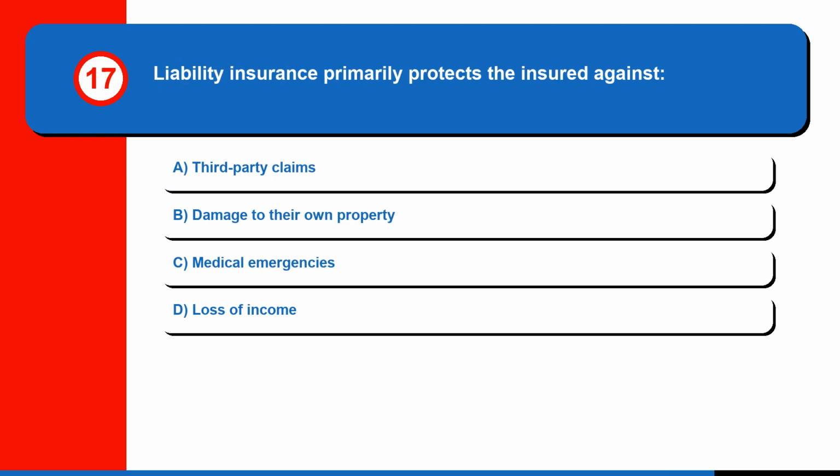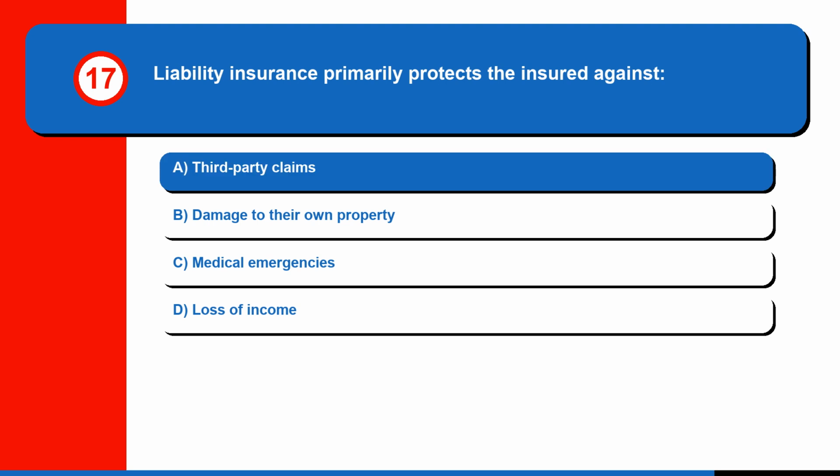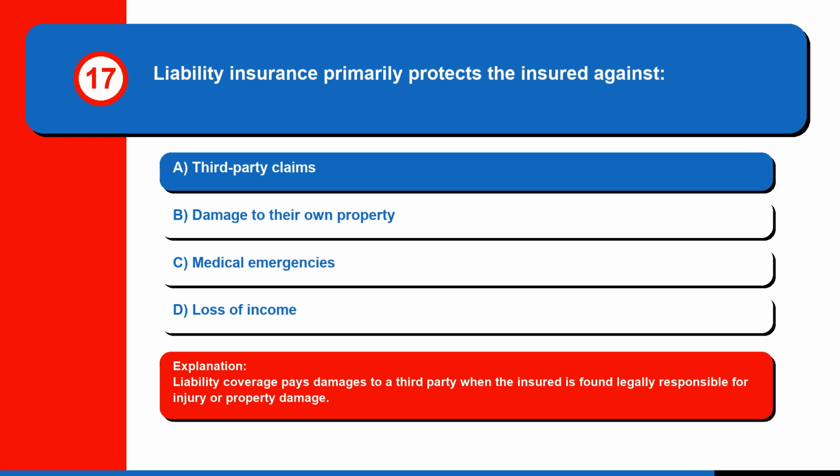Question 17. Liability insurance primarily protects the insured against A. Third-party claims. B. Damage to their own property. C. Medical emergencies. Or D. Loss of income. The correct answer is A. Third-party claims. Liability coverage pays damages to a third party when the insured is found legally responsible for injury or property damage.